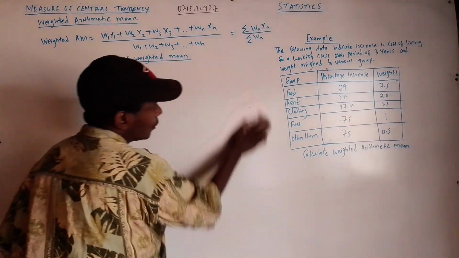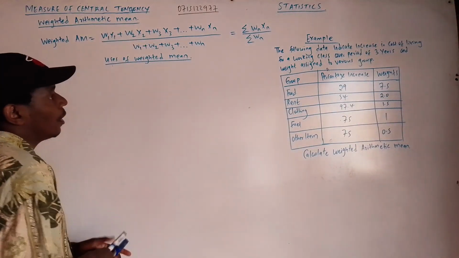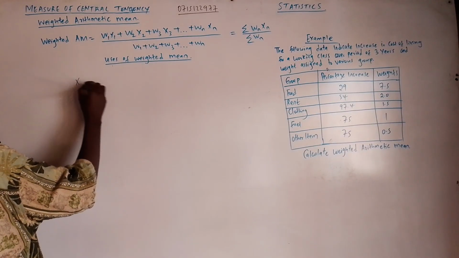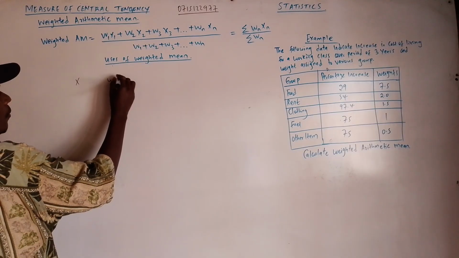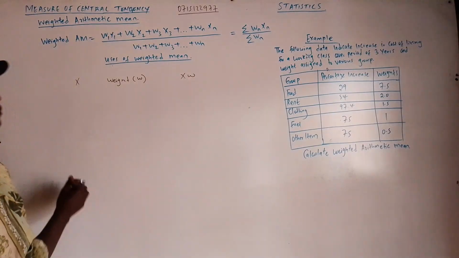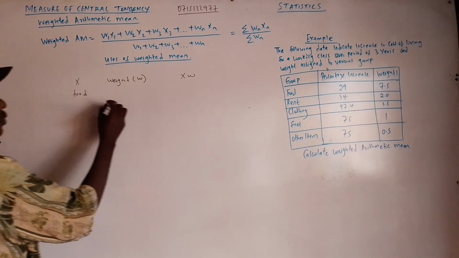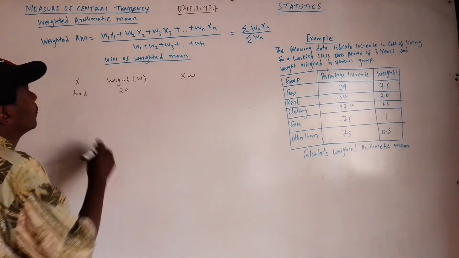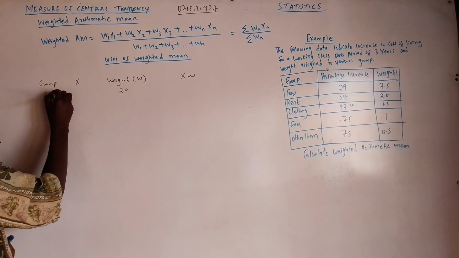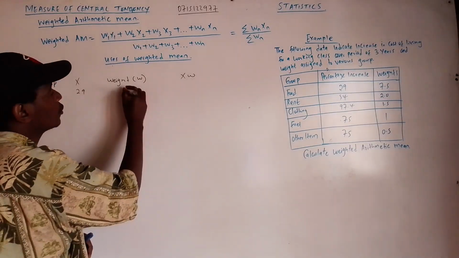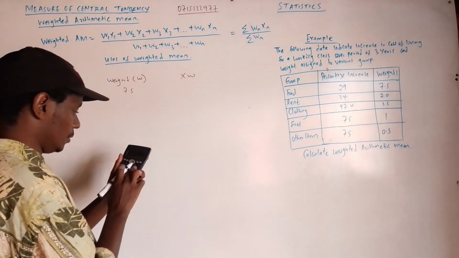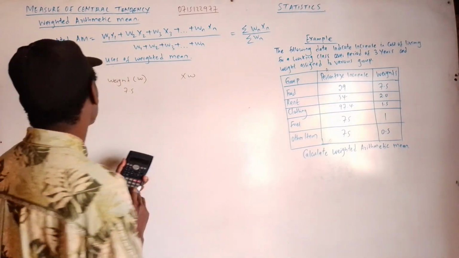We need to come up with our x, our weight, which is our w, and then we need our xw. So we start with the food, which is 29. This one has a weight of 7.5. Then we multiply. So 29 times 7.5 is 217.5.